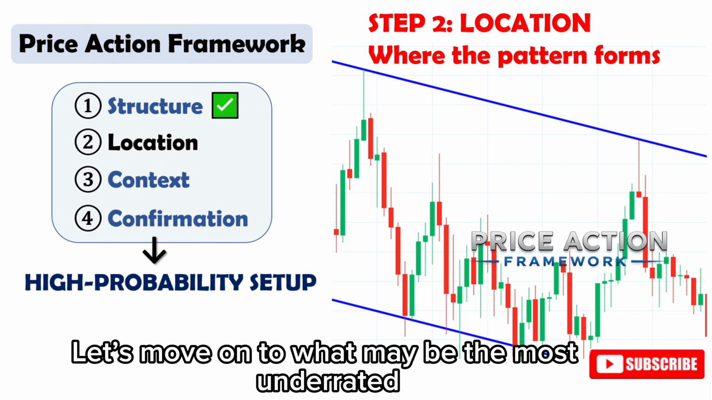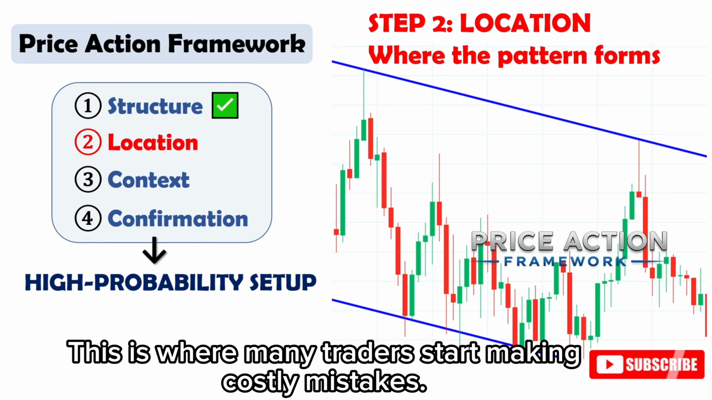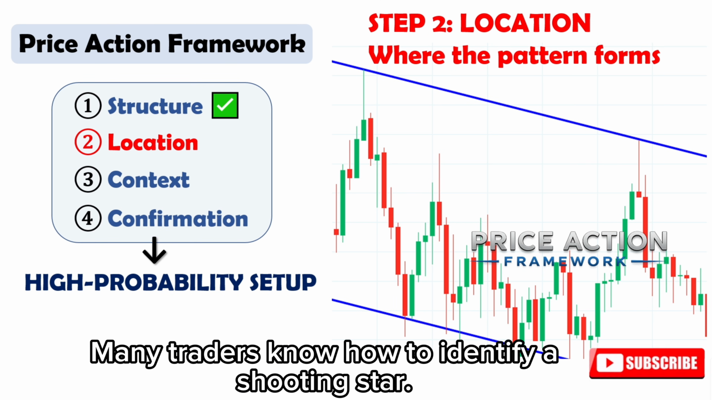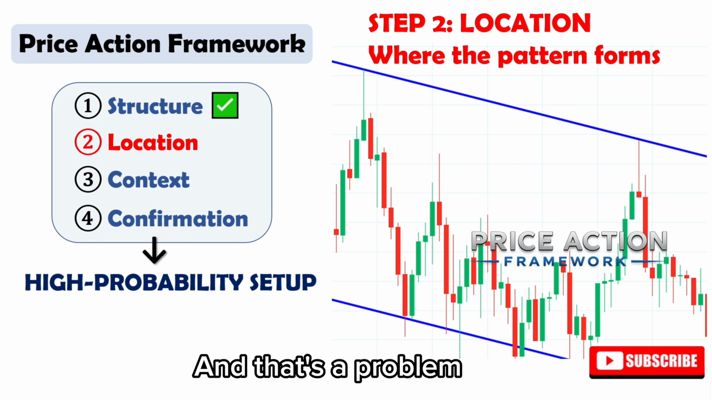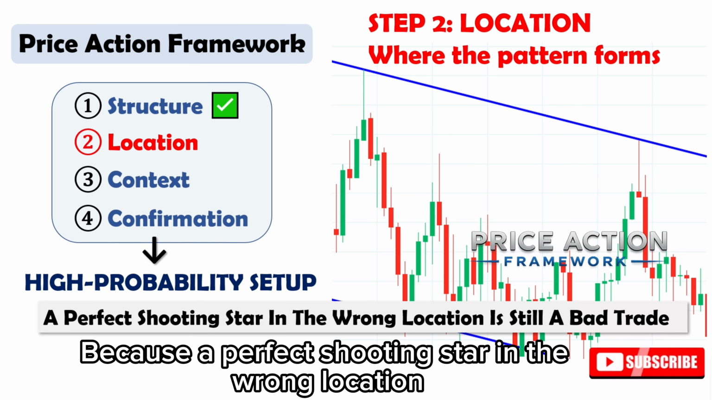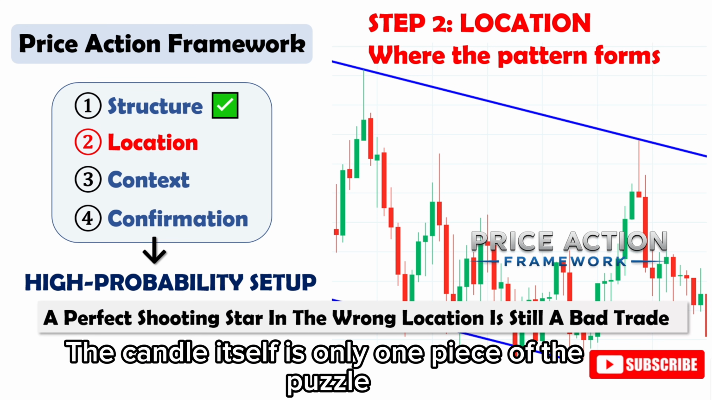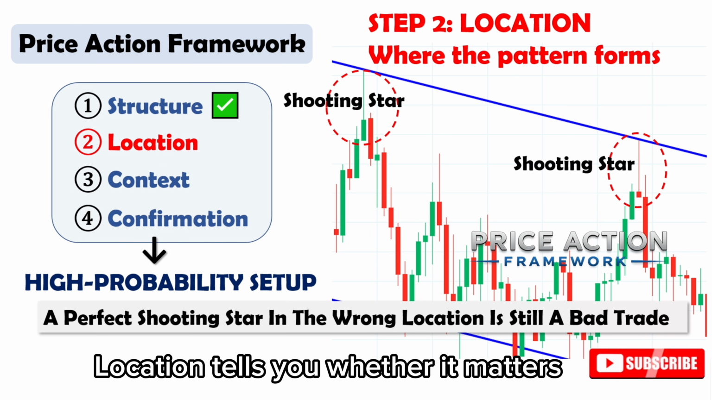Let's move on to what may be the most underrated concept in candlestick trading: location. This is where many traders start making costly mistakes. Many traders know how to identify a shooting star, but very few know where it actually matters. And that's a problem. Because a perfect shooting star in the wrong location is still a bad trade. Remember, the candle itself is only one piece of the puzzle. The candle tells you what happened. Location tells you whether it matters.